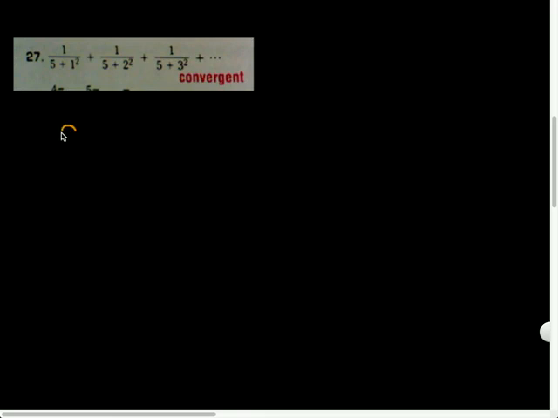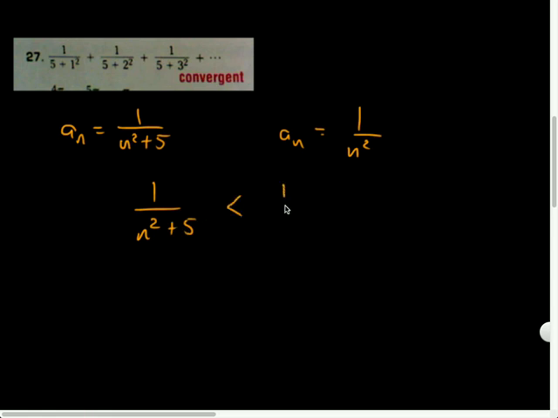So let's see. Our nth term, it looks like they at least broke this apart. It looks like 1 over n squared plus 5 would be a breakup. And I think this one compares pretty quickly for similar reasons to what we had before. 1 over n squared plus 5 is less than 1 over n squared. This denominator is larger, therefore this fraction is smaller at all times. Therefore, convergence.